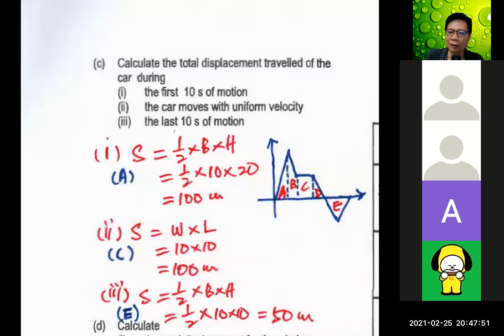So far, can I understand or not? Can I understand the calculation of area under the graph? Can or not? Christine, can you understand? Yes. Christy, are you from Notre Dame or IJC? Notre Dame. Notre Dame, yes.